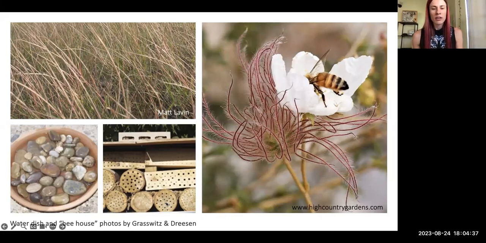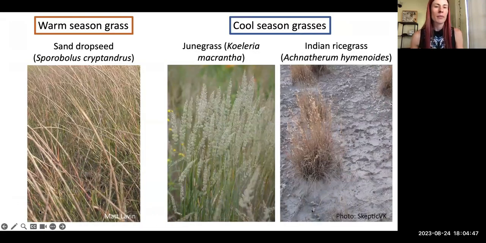There are even little houses you can get for a lot of these solitary bees. So a lot of the bees that I mentioned that nest in rotting wood or in twigs and things like that, you can use little bee habitats.